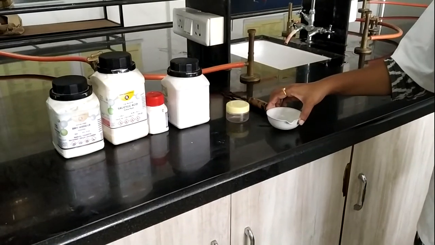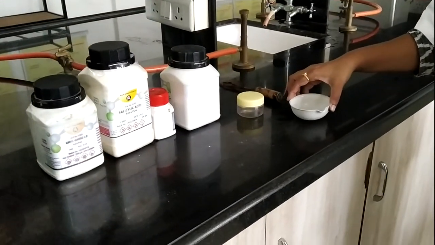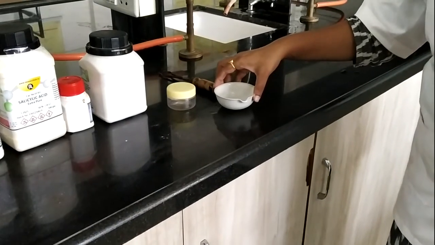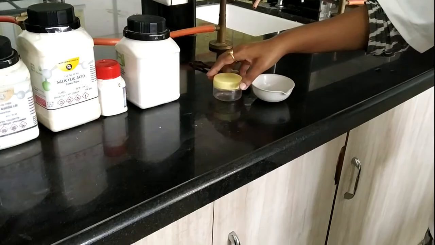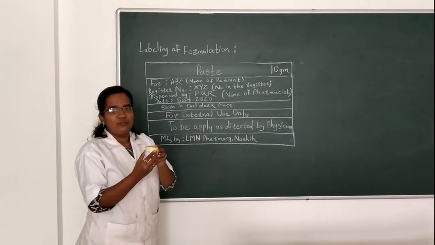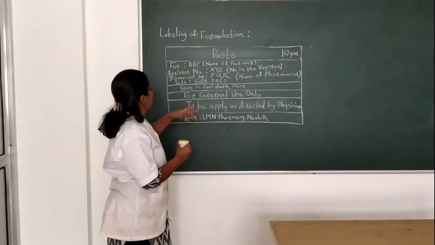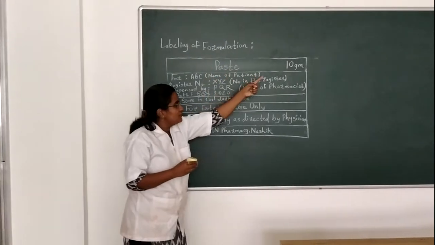Now as this paste formulation becomes cold, I am going to transfer it into this container and then we will proceed to the labeling part. So now we will move to the labeling part. Labeling of formulation: paste, 10 gram.